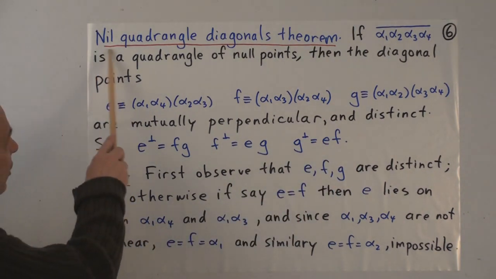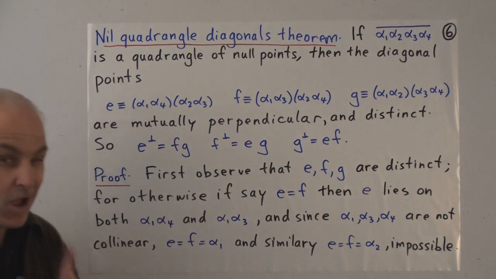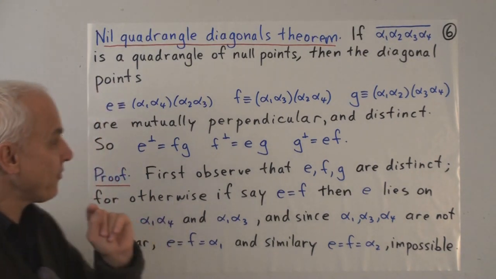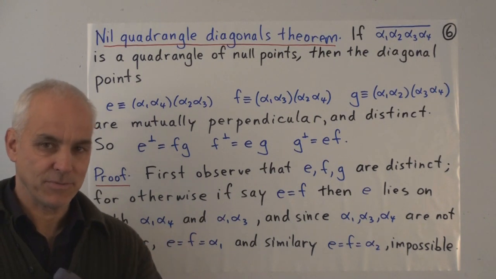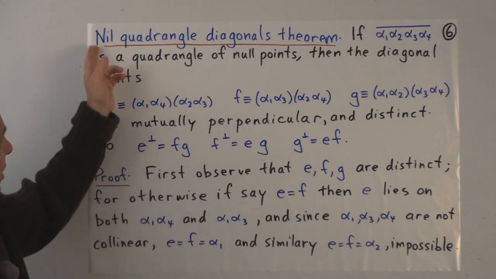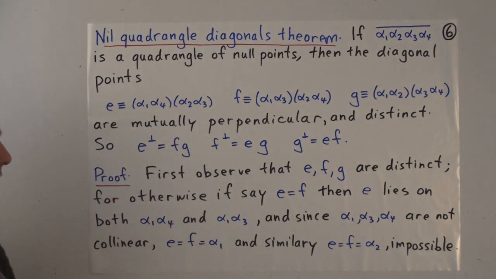Just a bit of terminology here. A quadrangle of null points. I'm not going to call that a null quadrangle. I know it's tempting to do that, but I'd rather call that a nil quadrangle for reasons which I'll explain later. Okay, but let's just accept that for now. So a nil quadrangle is a quadrangle of 4 points, all of which are null.